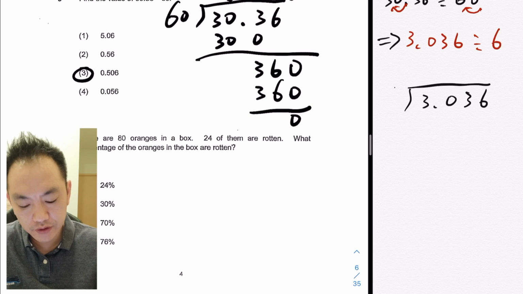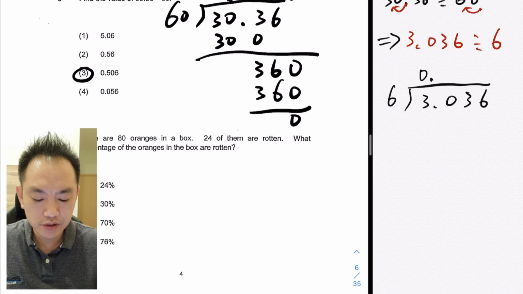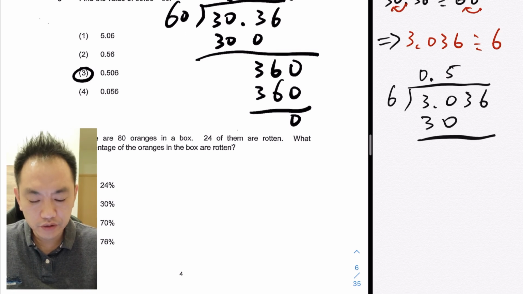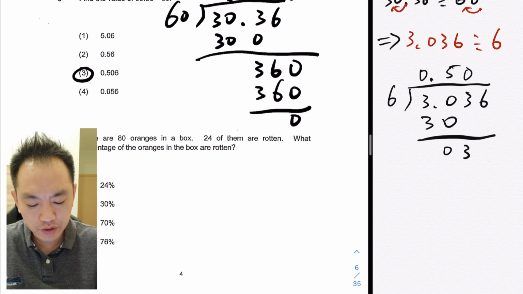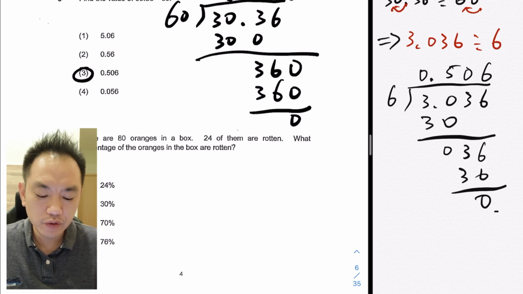So in this case, we'll be doing 3.036 divided by 6. 3 divided by 6, not possible, so you put a 0 and a decimal point here. Then you add another number, 30 divided by 6, which is 5. This will give you a 0, and then you put down the 3. Then 3 divided by 6, not possible, put a 0 here, then you put down another number. 36 divided by 6, which is 6. 36, that's 0. So you get exactly the same answer, 0.506.